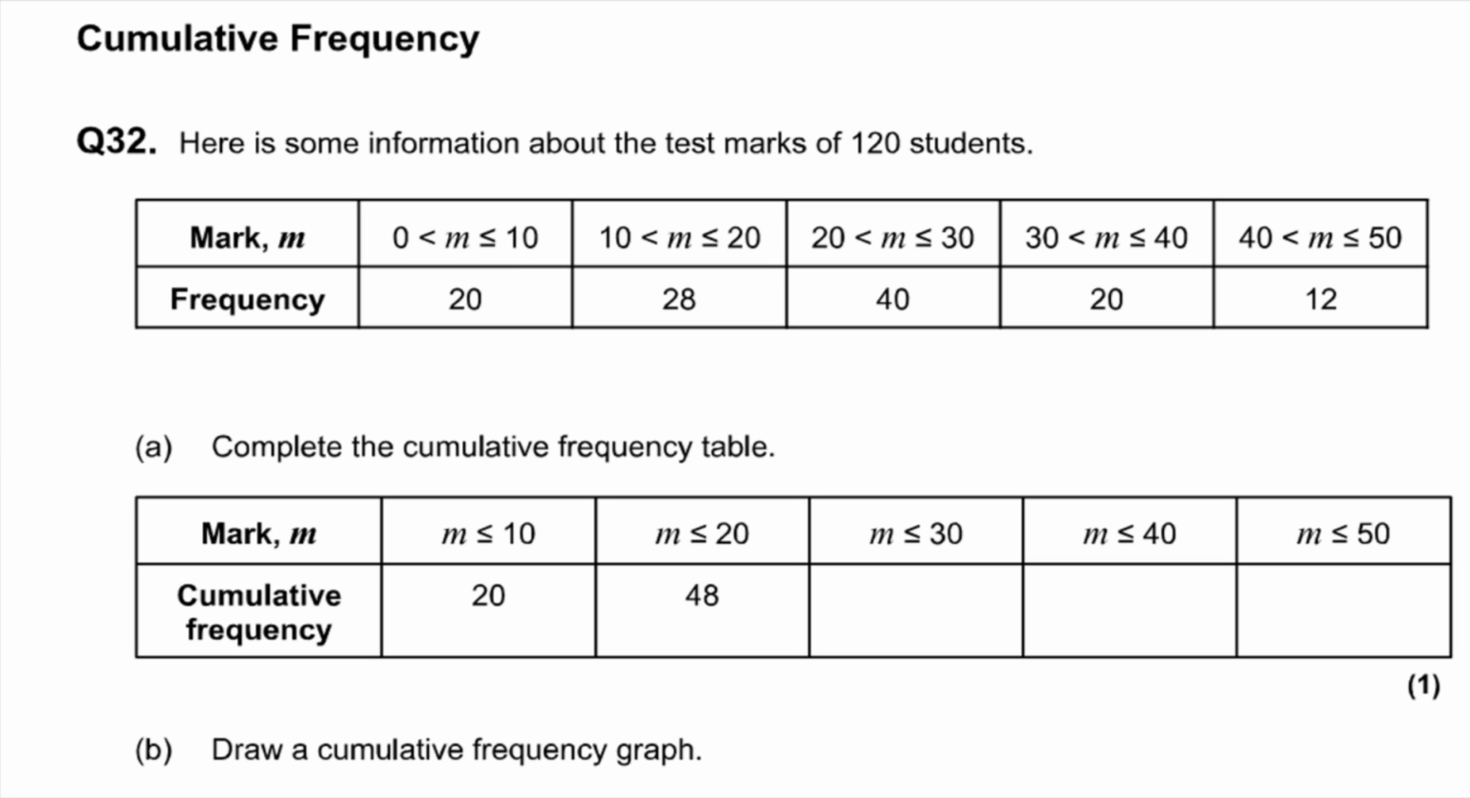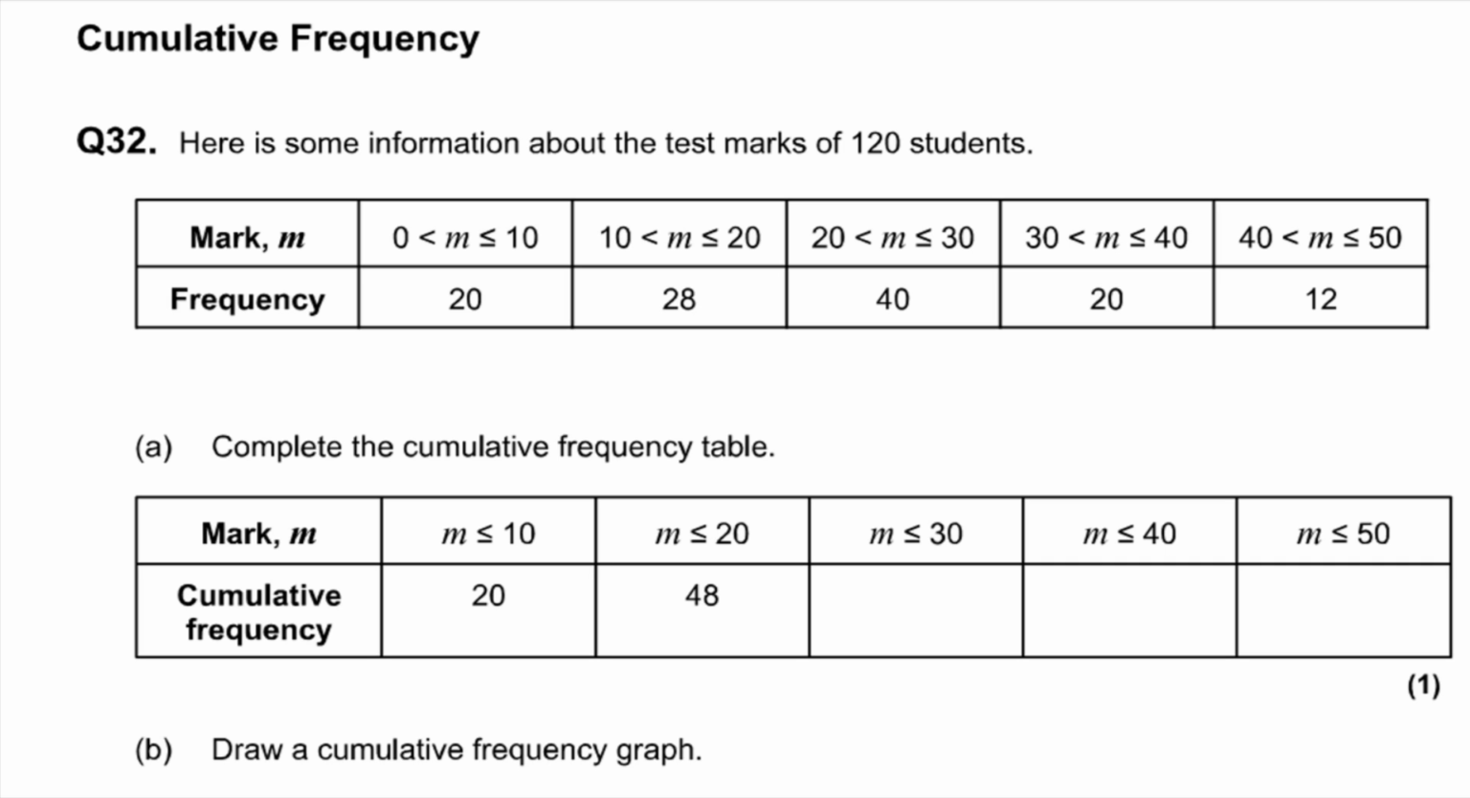Moving on to cumulative frequency, here is some information about the test marks of 120 students. Now the first table is just a frequency table. It's drawn sideways, but it's a frequency table. And the next table is a cumulative frequency table. Again, drawn sideways, but it's still a cumulative frequency table. It just takes up less space if you do it that way.